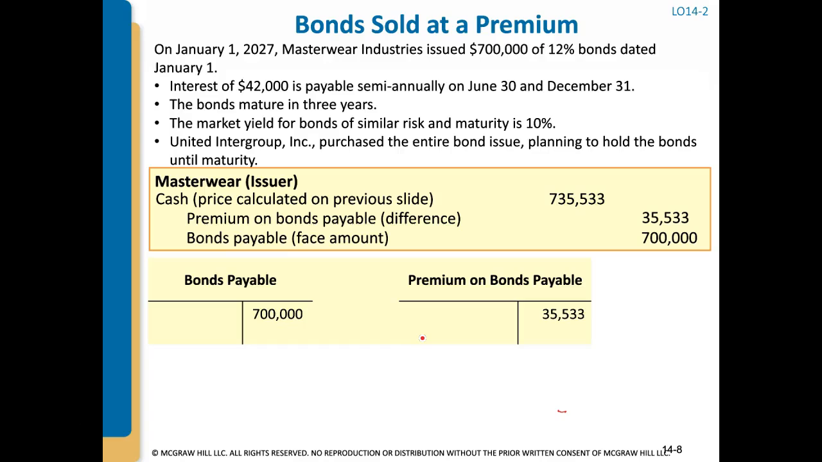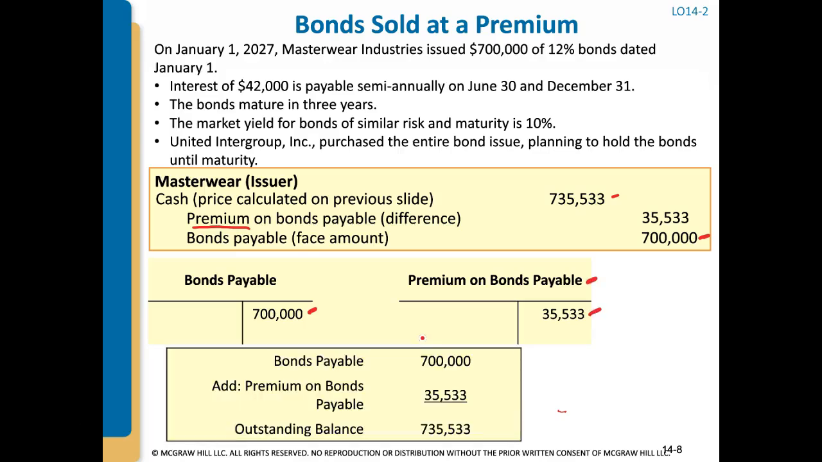So up to here, we've seen our journal entry for the cash of $735,000. We have a credit to bonds payable, here's my T account, for $700,000. And I have a credit to premium on bonds payable for $35,533. If you look at the outstanding balance, I'm going to take my face value of $700,000, and I have a balance on my premium on bonds payable of about $35,000. I'm going to add those two up, and my outstanding balance is $735,533 as my beginning outstanding balance.